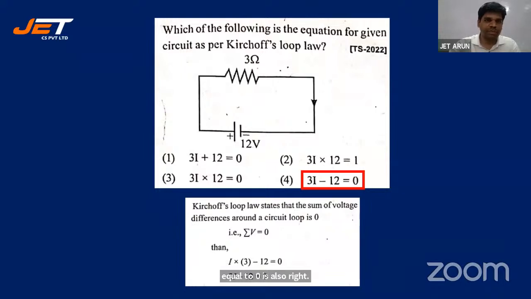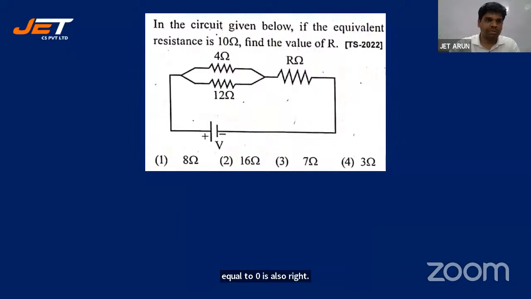All right, let's go for the next one. All right, good, Sarvesh. In the circuit given below, the equivalent resistance is 10 ohms. Find the value of R. The equivalent resistance of this combination is 10 ohms. You have to find the value of the unknown resistance R. How do you do it? Again, pen and paper. Series parallel combination.